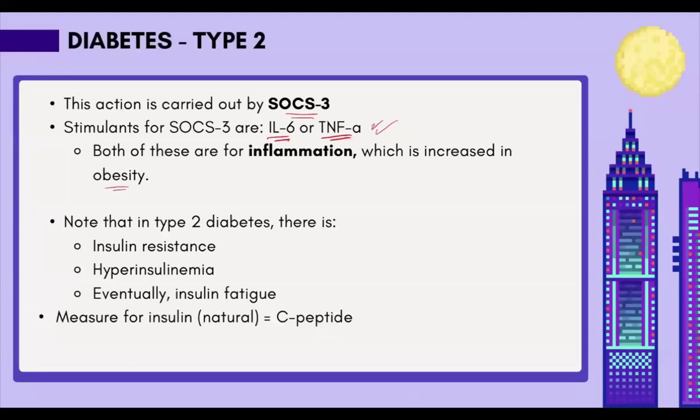For natural insulin, when it's produced in your body, it's produced with C-peptide. This is just a protein that's attached onto the insulin as well. So if you want to measure whether insulin is being produced in the body or not, you usually look at C-peptide. For people who are insulin dependent, they would have a low C-peptide level.